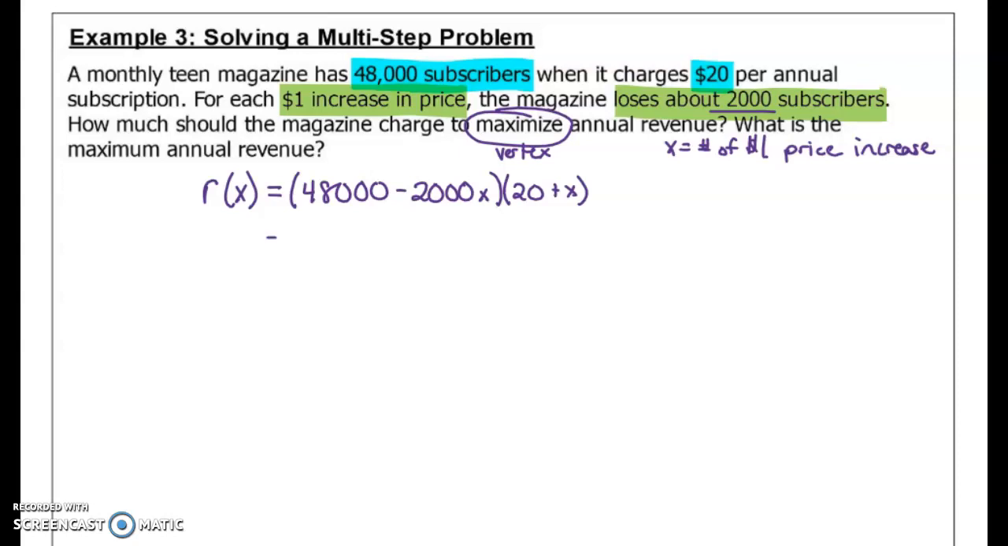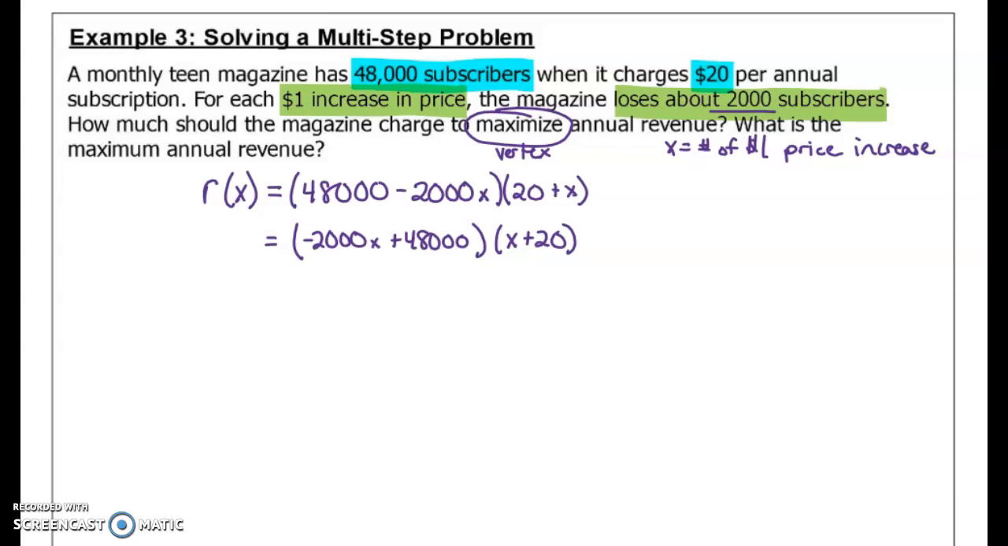Now, to make these a little easier, I'm just going to switch the order here. I'm going to put negative 2,000x plus 48,000. That's the same thing as that first parentheses was. Same with this. I'm going to make it be x plus 20. I just want the x to come first in the parentheses. I think it helps us think about it.